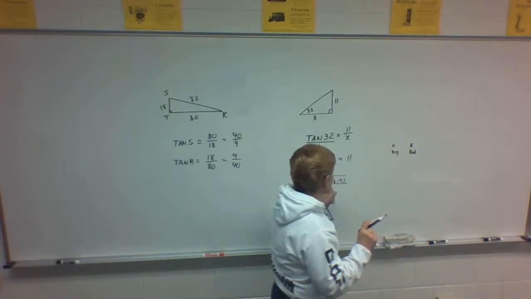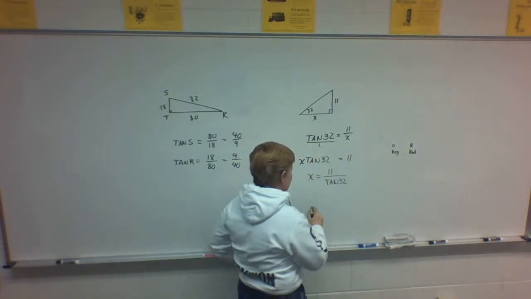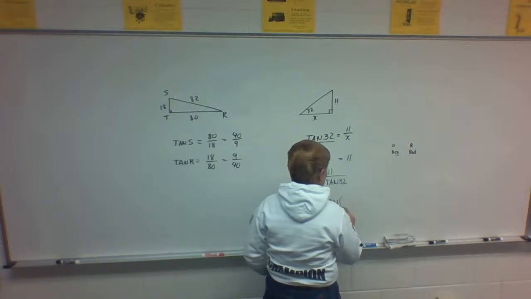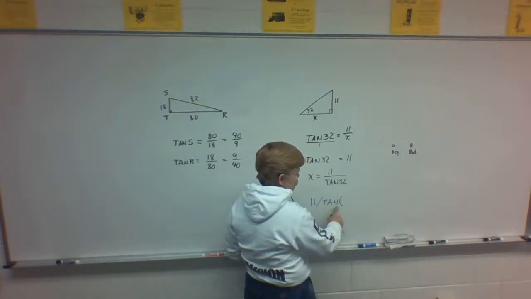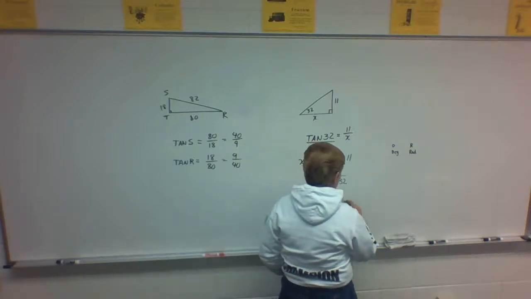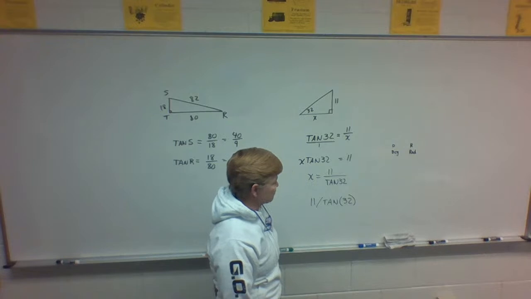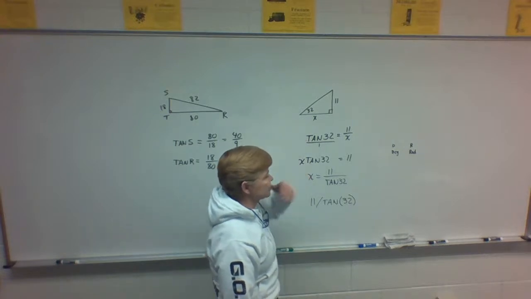If that's the case, then you are ready to calculate and you will type in 11 divided by, and it will be the tangent, and quite often it will slap down its own parenthesis as soon as you type the word tangent. Put the 32 in there and close it. Make it a habit. Then hit enter and you should know how long x is.